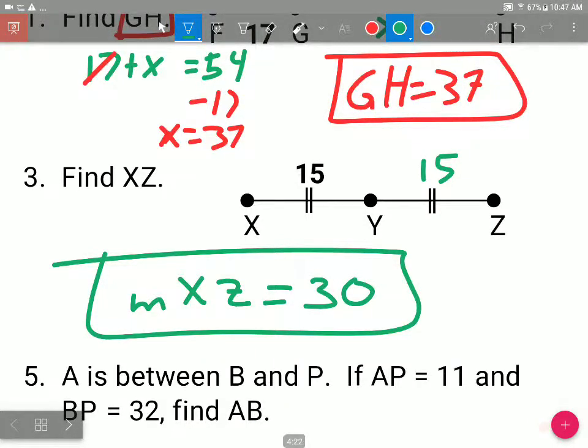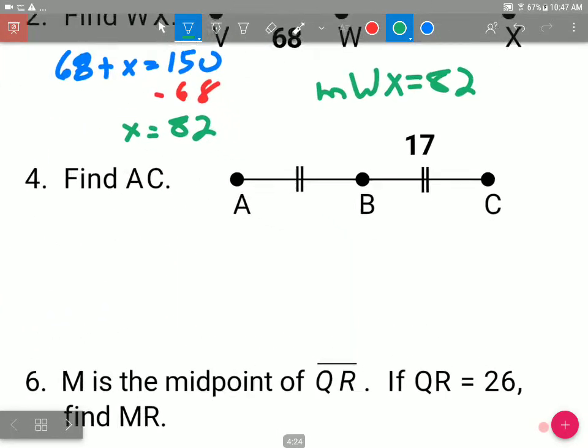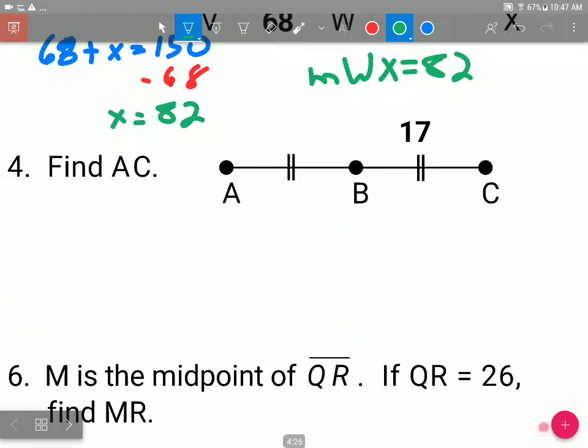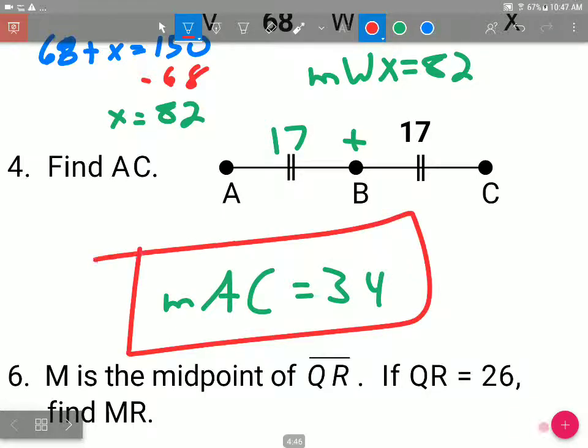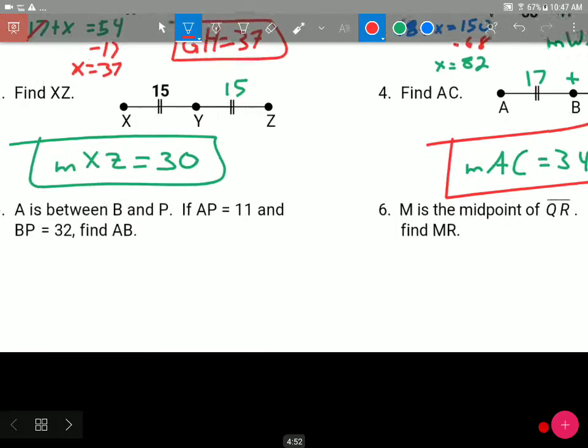Think. All right, what would the measure of AC be? 34, because 17 plus 17 is 34. Still doing all right? Nobody's got a bloody nose? Sweet. Awesome. All right. Let's do the last 2 real fast, and we'll move on.